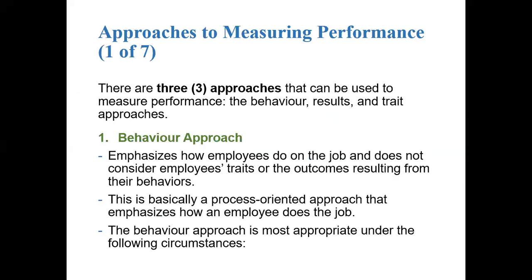All right. So let's look at the approaches to measuring performance. There are three of them, like we've mentioned: the trait, the behavior, and the results, right? Now, the behavior approach of measuring performance emphasizes how employees do on the job, how they do that job. So they do not consider employees' traits or the outcomes resulting from their behavior.